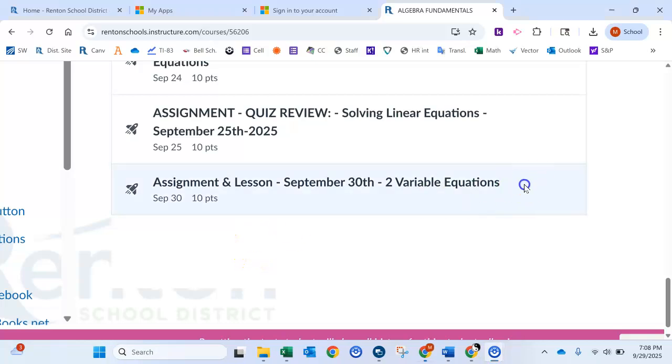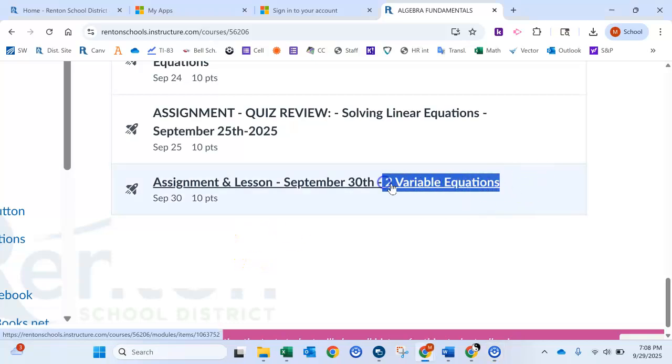Hello, here is our assignment for today. We are working on two variable equations for whatever the date is.